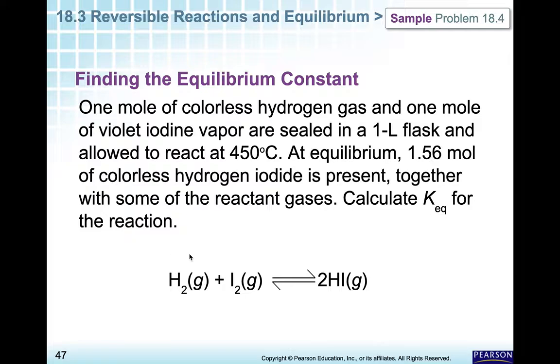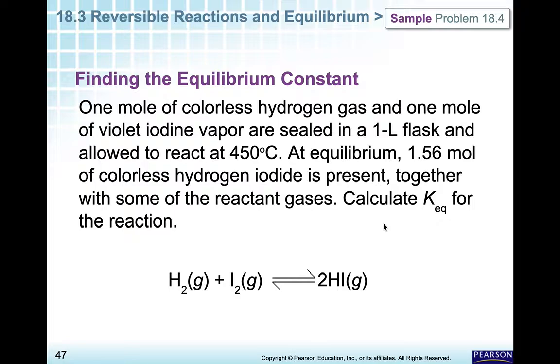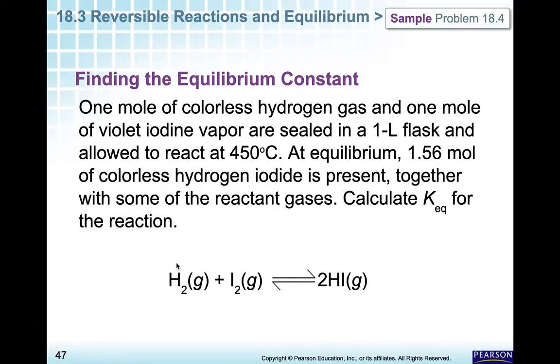So the first thing we need is a balanced reaction, which is shown down here. So we've got it balanced, we've got all the phases specified as gases. We'd be able to write an equilibrium expression for this, which we'll get to in just a moment. And let's look at what we were told. Now, at equilibrium, we have 1.56 moles of product and some reactant. So we know how much of this we have at equilibrium. We're not sure, just looking at that statement, how much of these two are present.